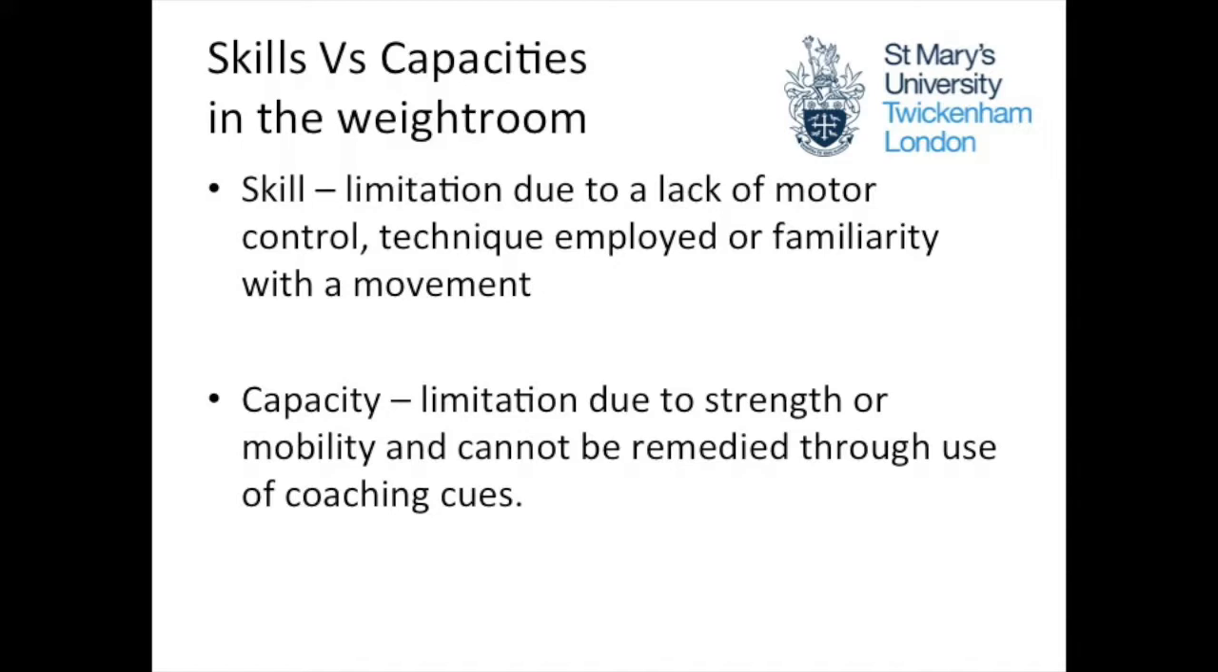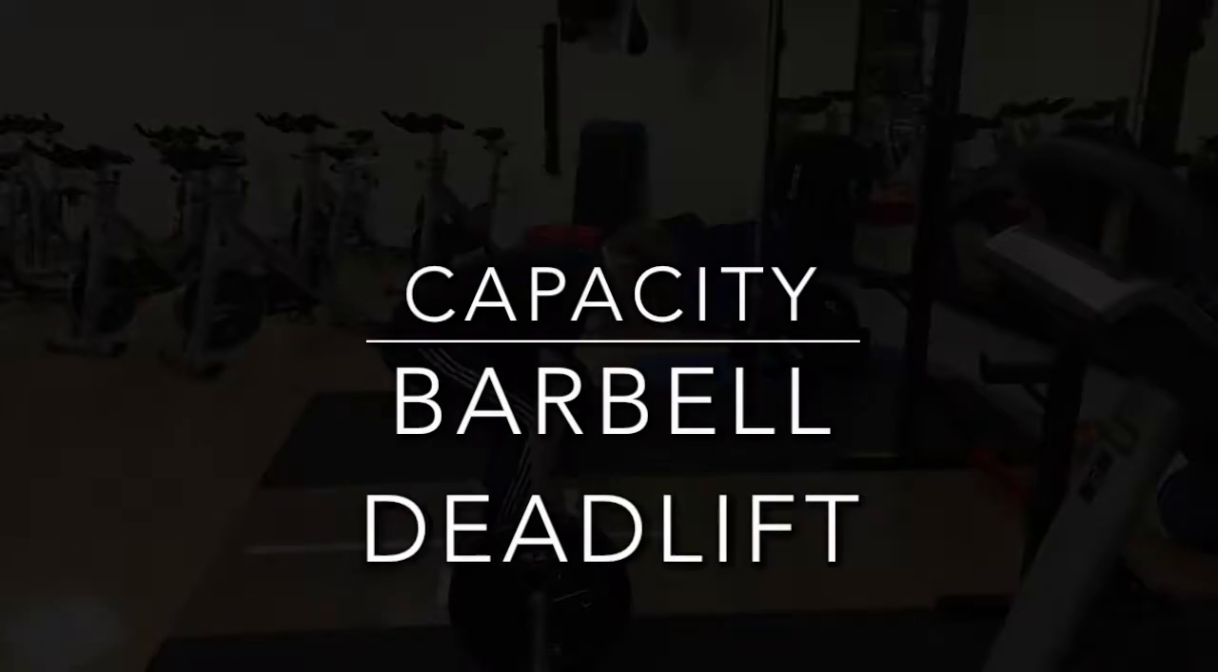A limitation due to capacity may include a lack of strength, imbalances around joint and muscle complexes, and also a lack of mobility and/or stability. To that end, this presentation will look to compare athletes and movements who either lack the skill or the capacity to perform a movement. Firstly, we'll be looking at the barbell deadlift performed suboptimally due to a lack of capacity.